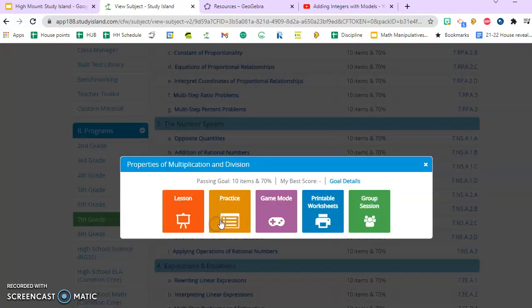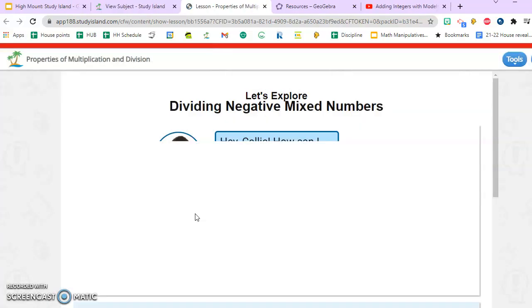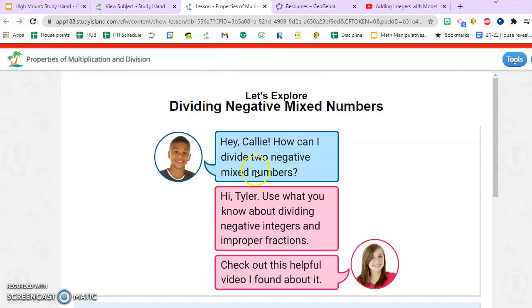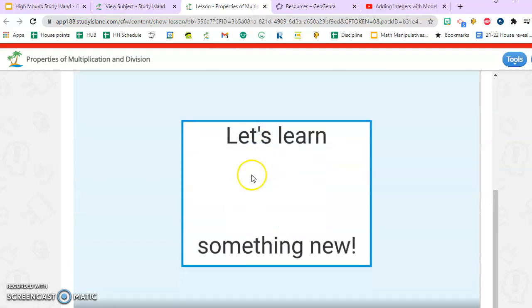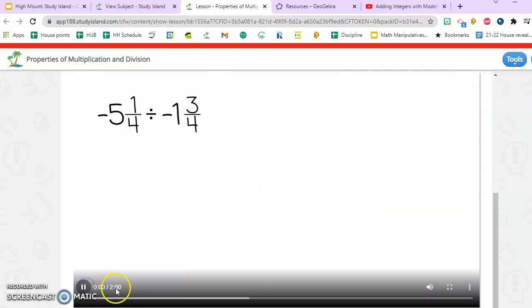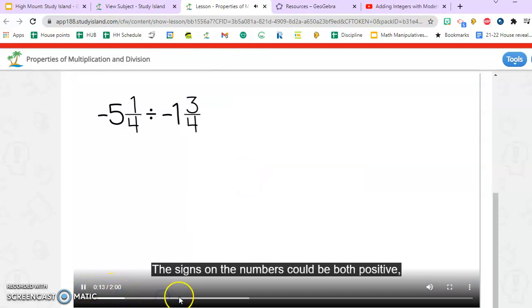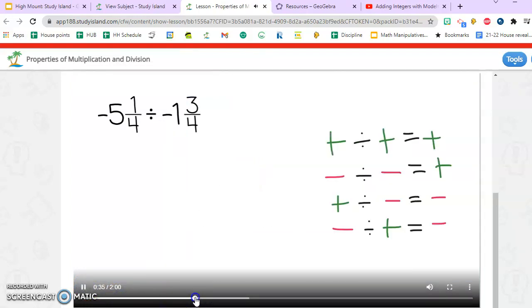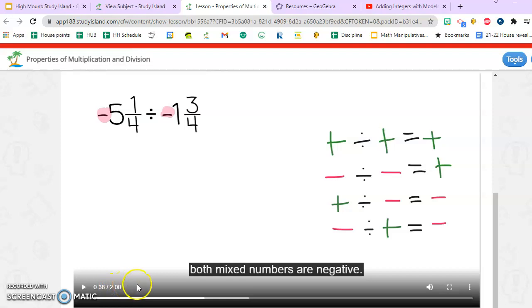If I click on properties of multiplication and division, I can go to this lesson portion, and okay, it's kind of like a kid-friendly version. It gives you videos to look at, talks about different rational numbers, talks about those rules. So again, that's why it's important to have those models, because once they have the models down, then they can get the rules down, which also leads them to be able to do these rational numbers and do them well because they have a solid understanding.